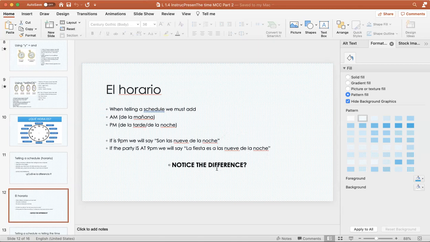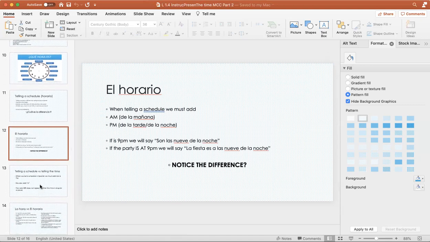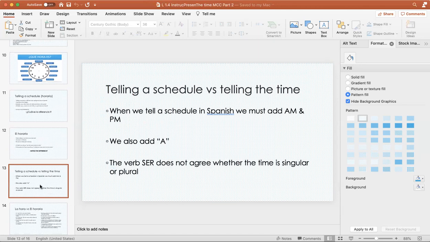Notice the difference? ¿Cuál es la diferencia entre la hora y el horario? So far, anyone's noticing the difference? Sí? No? Seguimos. Let's keep on going. So, vamos a aprender cómo se dice un horario, cómo se comparte un horario. So let's go ahead and let's see how we share a schedule, right?